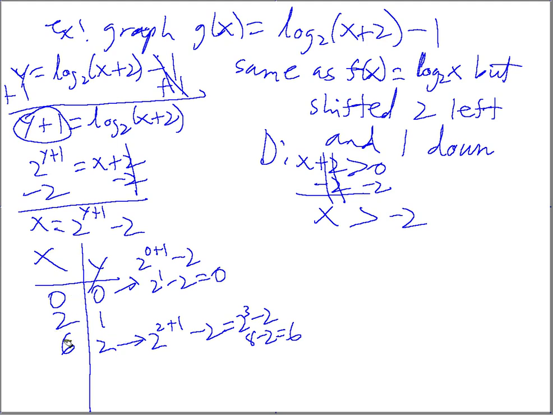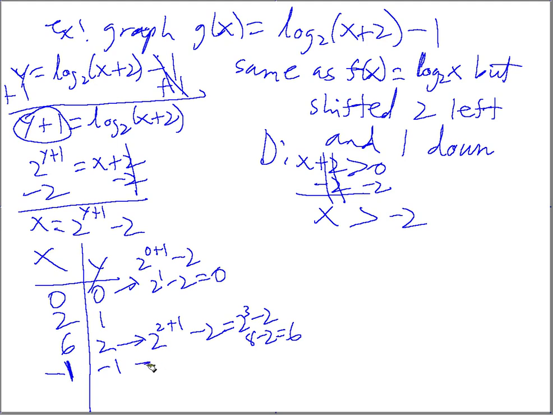So x is getting up there now. Let me go ahead and pick y to be a negative. Now how about negative 1 for y? So negative 1 for y, that plus 1, that makes it 0, right? 2 to the 0 is 1. 1 minus 2 is going to be what? Negative 1. Negative 1 right here.